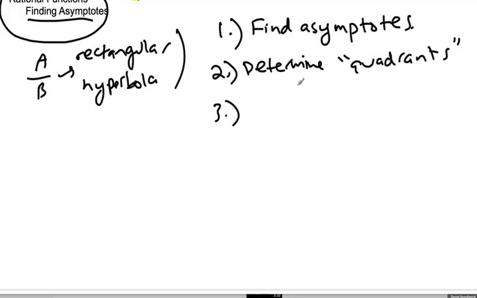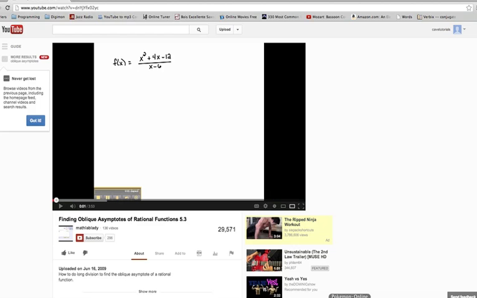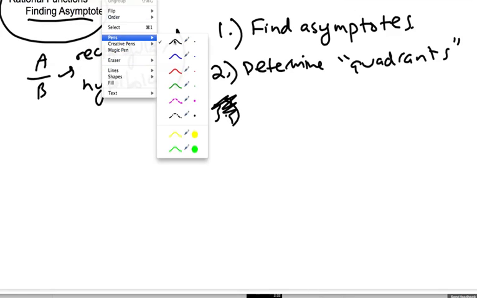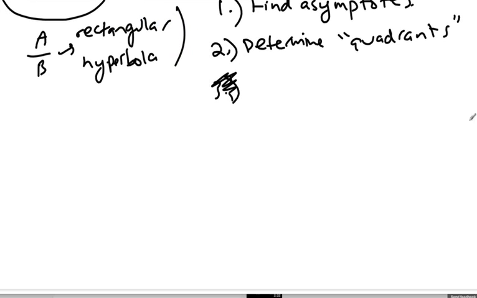So first we have to find the asymptotes, then we determine the quadrants of the asymptotes, and I use that term lightly, but you'll determine why, and then we're good to go. So finding the asymptotes is easier said than done. So let's just find a couple examples to figure out how many asymptotes we have.